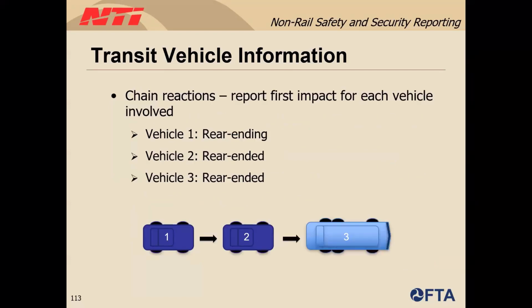Multiple vehicle accidents or chain reaction accidents can be a challenge to report. Remember to consider the first impact or collision type in your analysis. In this diagram, vehicle 1 would be reported as rear-ending. It's doing the hitting, which means that vehicle 2 was rear-ended, which then caused vehicle 2 to be pushed into vehicle 3, the transit vehicle, which would also be reported as rear-ended.